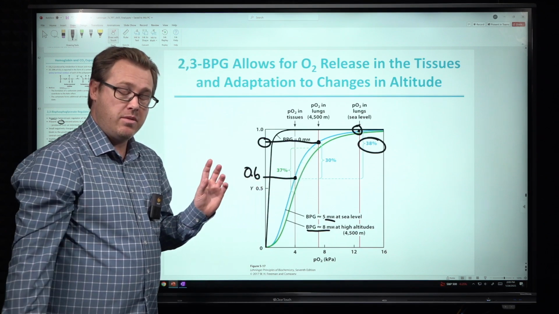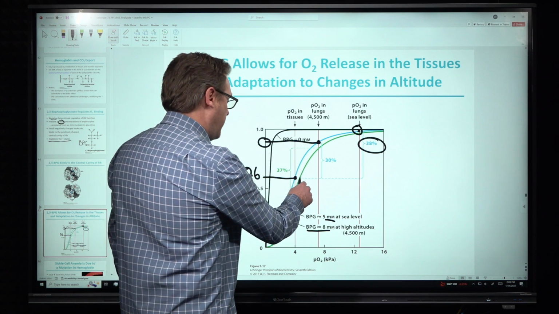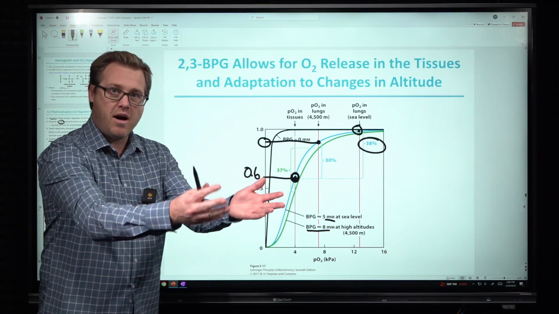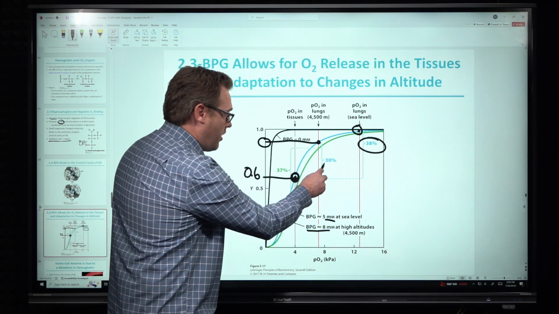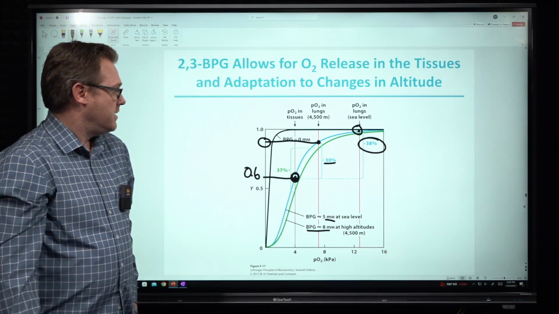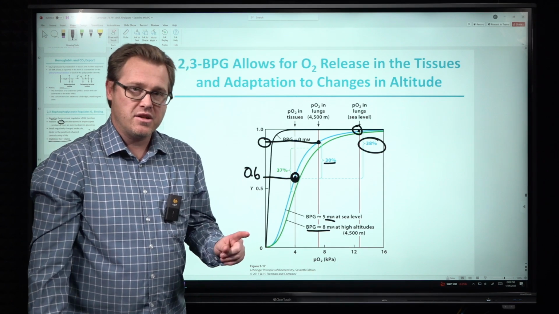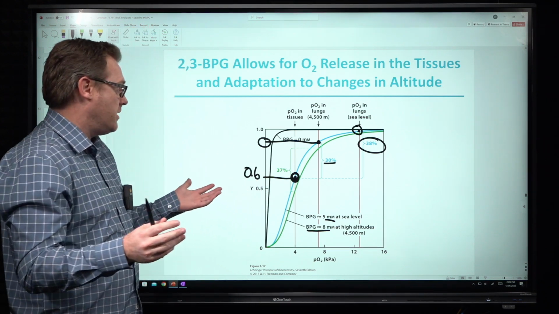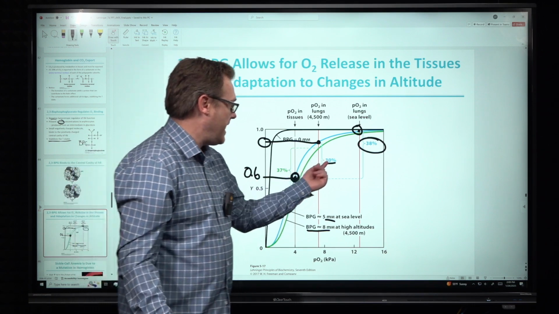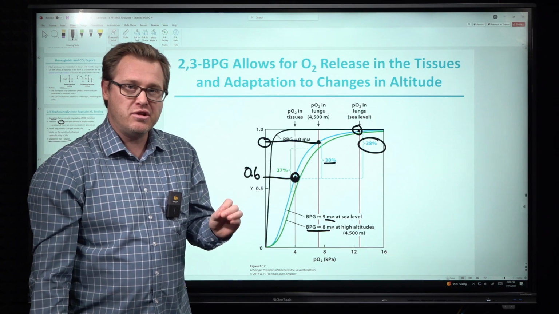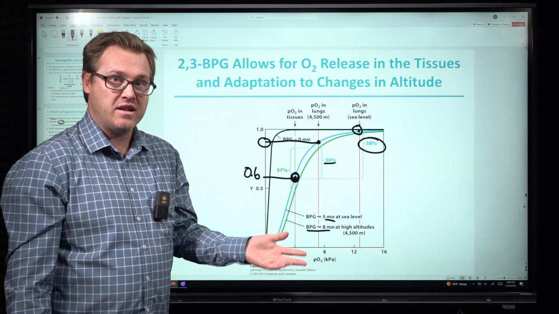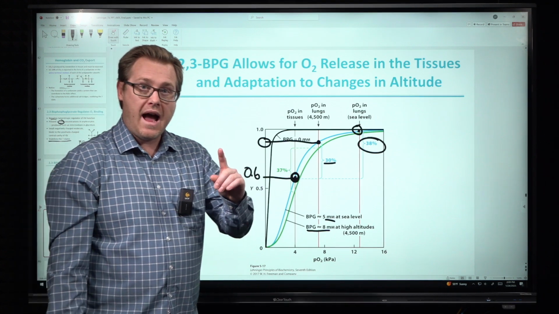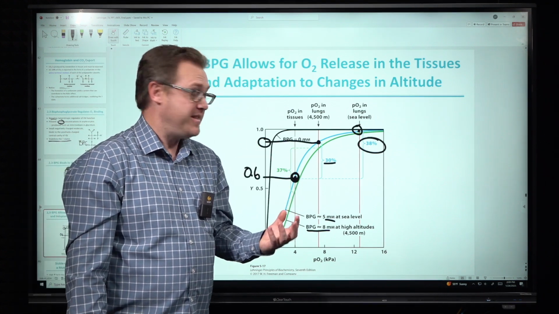And then when that hemoglobin goes to the tissue, right here, it gets to that point right there. What's the dump off, or what's the unloading percentage? 30%. So if the BPG concentration stays the same from sea level to a mountain, you are losing what? Nearly 10%. Well, in this case, 8%. So your tissues are getting 8% less oxygen than they should. And that's bad. And so how does the body compensate for this?